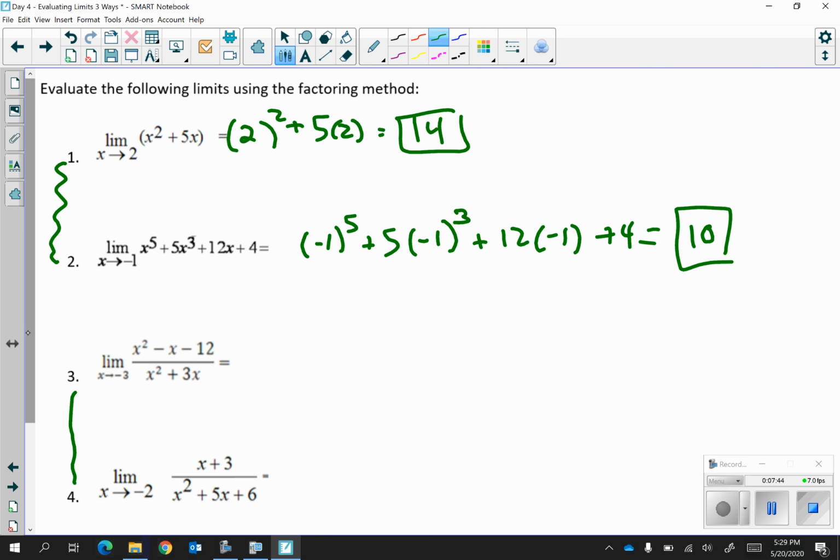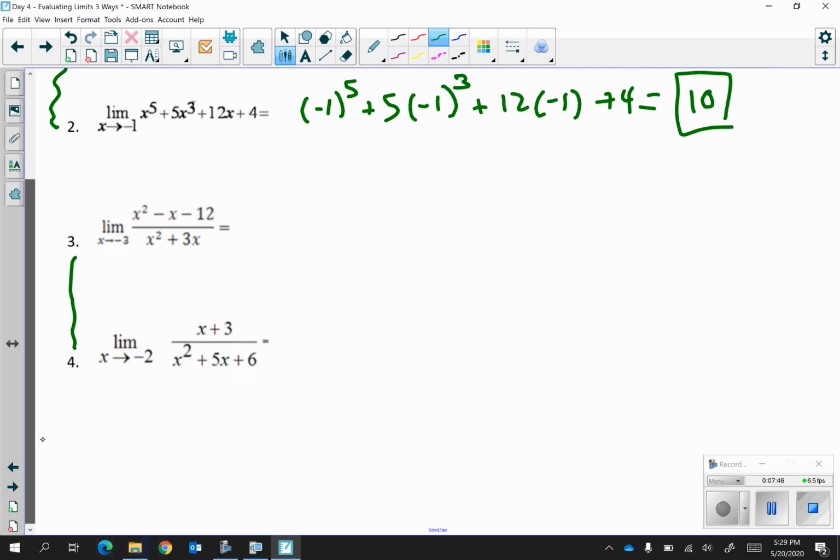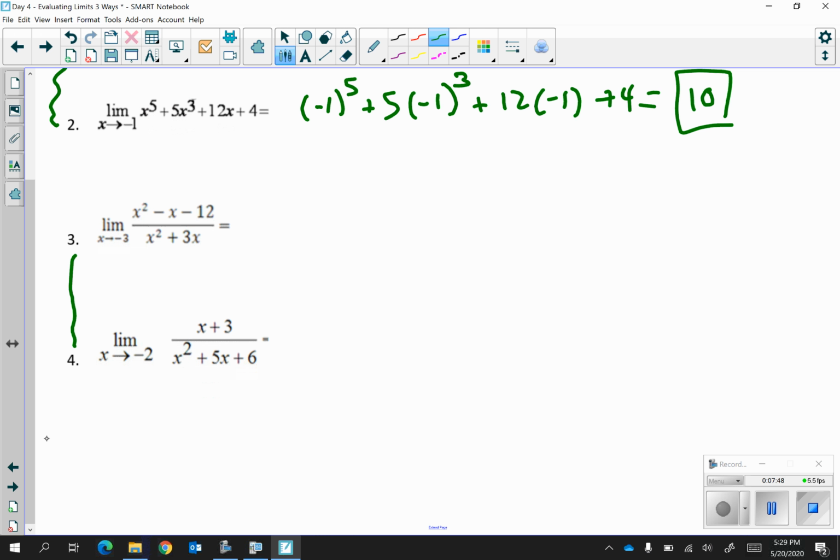Now, number 3 is a rational function, because you have a fraction. And if you notice, if you try to plug in -3 in the bottom, -3 squared plus 3 times -3 is 0. So we can't substitute because it makes the denominator undefined.